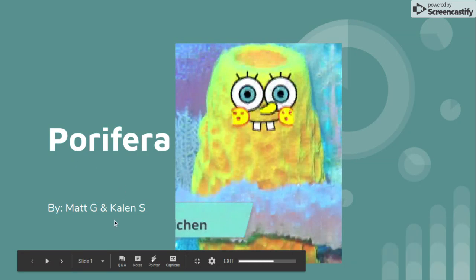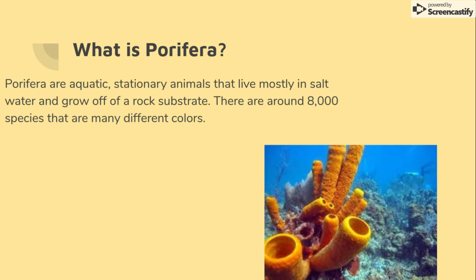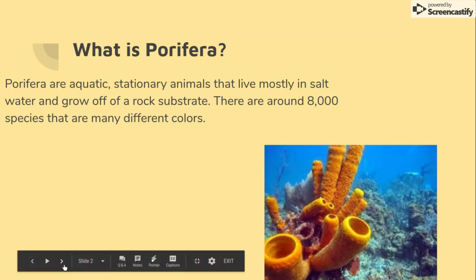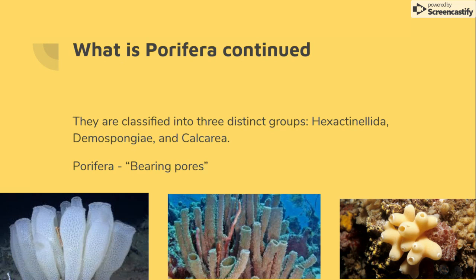Okay, Porifera. What is Porifera? Porifera are aquatic stationary animals that live mostly in salt water and grow off of a rock substrate. There are around 8,000 species that are many different colors. What is Porifera, continued? They are classified into three distinct groups.